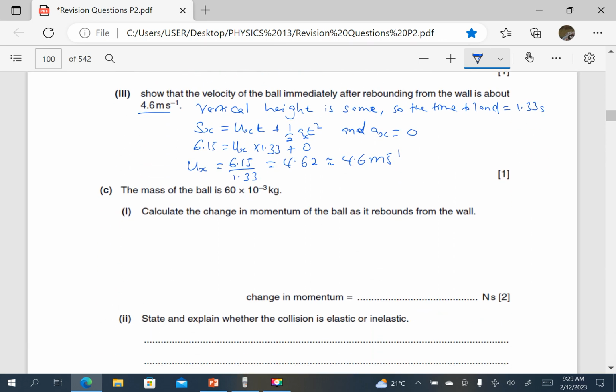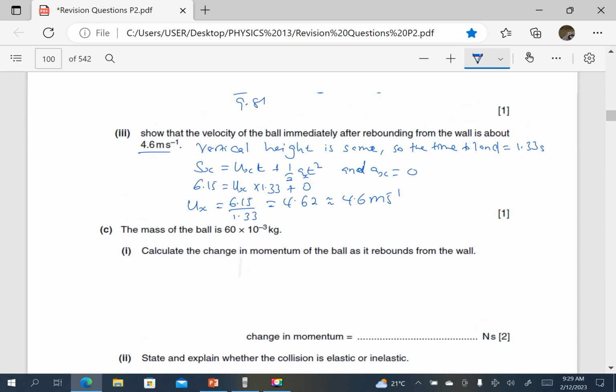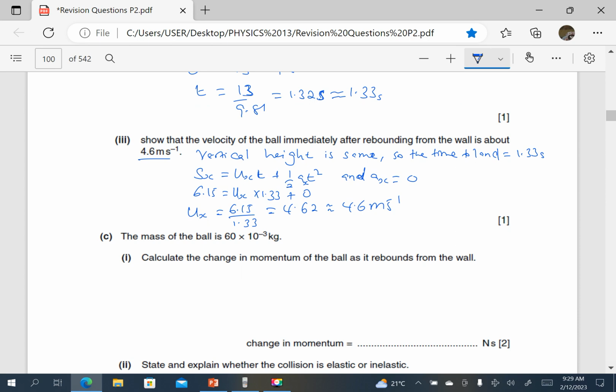The mass of the ball is 60 times 10 power negative 3. Calculate the velocity. By the way, if you can't agree that the time is the same, you can even check.